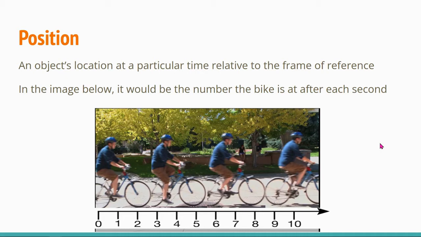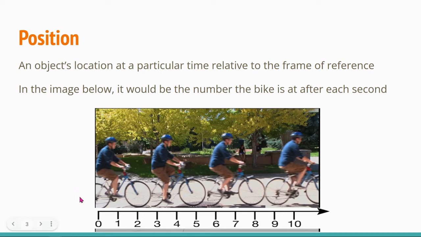So we could define this as an object's location at a particular time relative to the frame of reference. Really, if you just say an object's location at a particular time, that's sufficient, because like I said, we're not going to be changing our frame of reference.